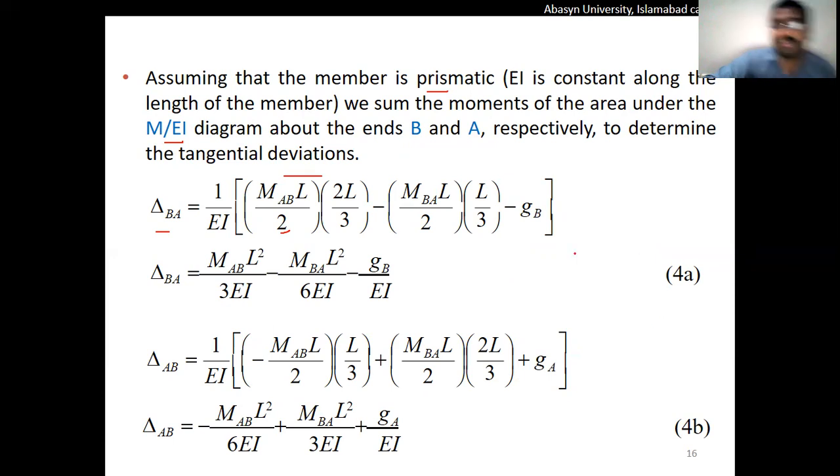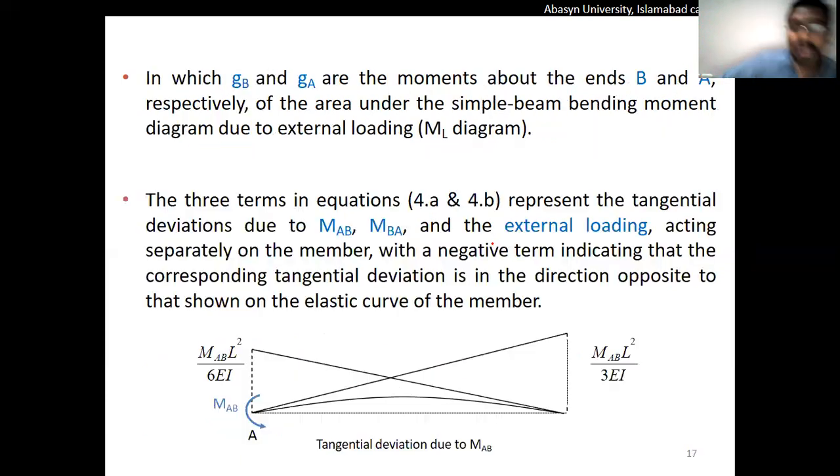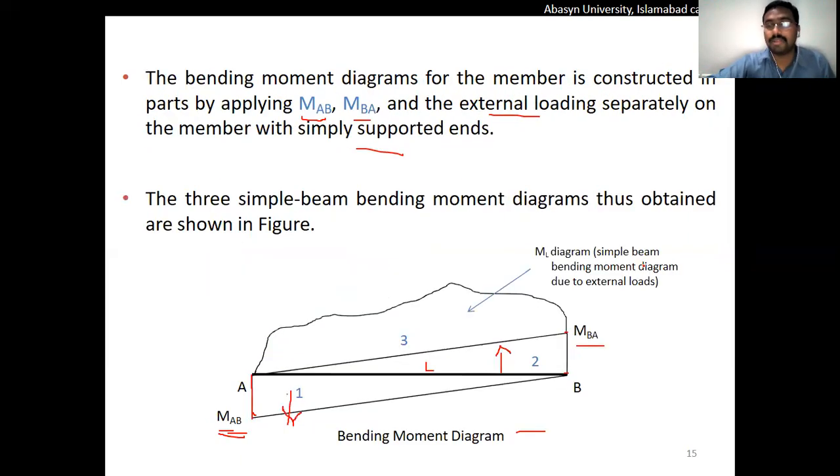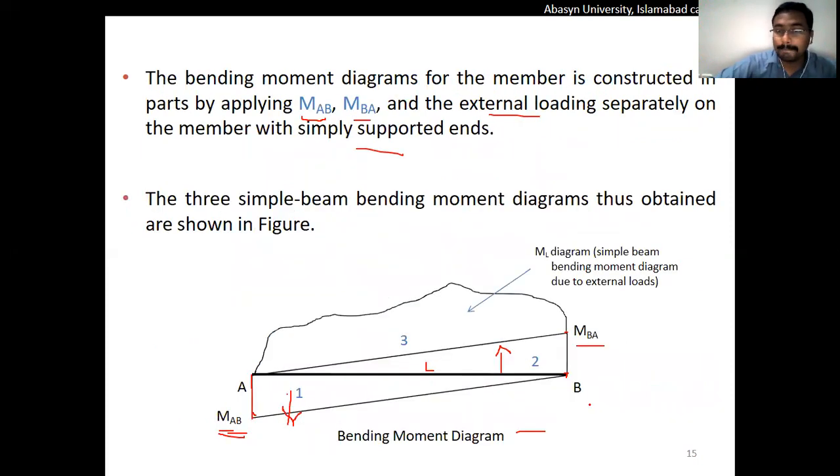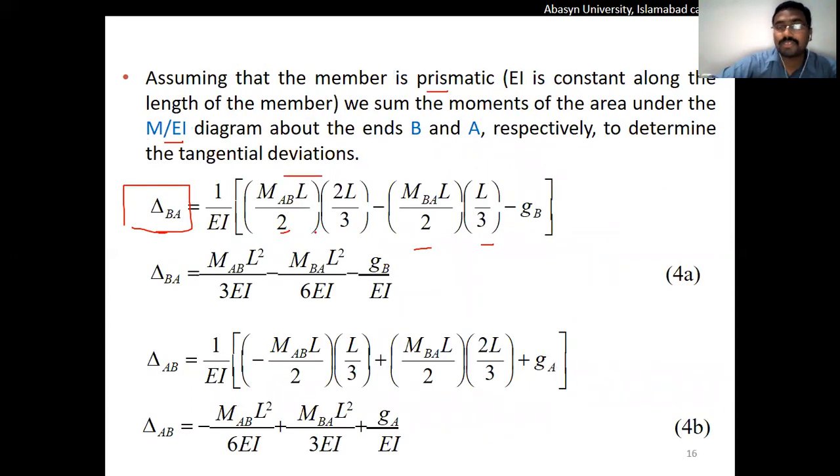So we have MBA over 2 into L by 3, because we are calculating at point B. This is point B. We are calculating delta BA as indicated here, that is, we are calculating the deformation at point B. So the distance will be L by 3. Similarly, from point A, its distance will be 2L by 3. That's why in the first part we multiplied by 2L by 3, and in the second part we multiply by L by 3.